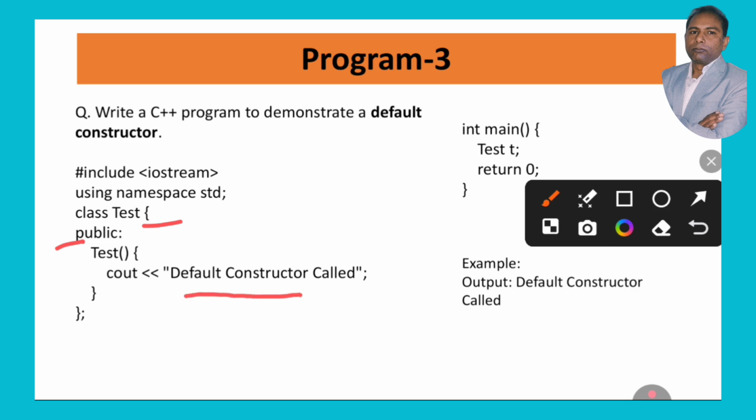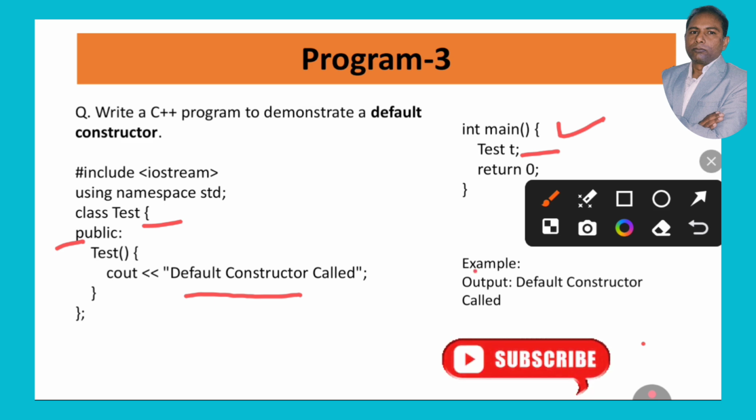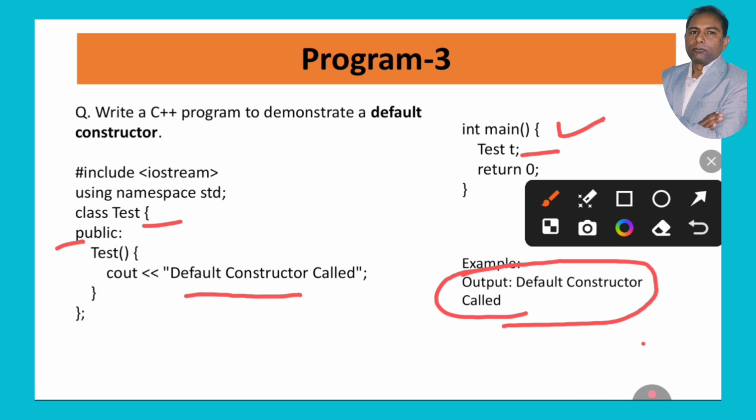When we create the object, this default constructor is called. For example, in the main function, int main, we write test t. Here t is the object and test is the class name. As soon as we create the object, this constructor is called. How do we know the constructor is called? This output is displayed automatically. So like this we can see that if an object is created, then the default constructor is called automatically.